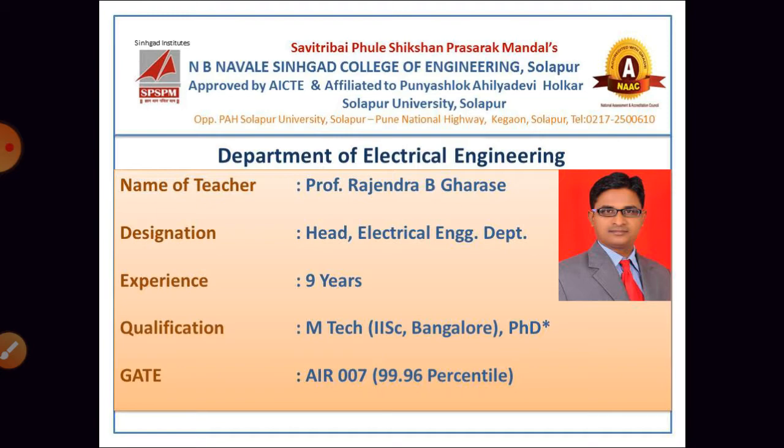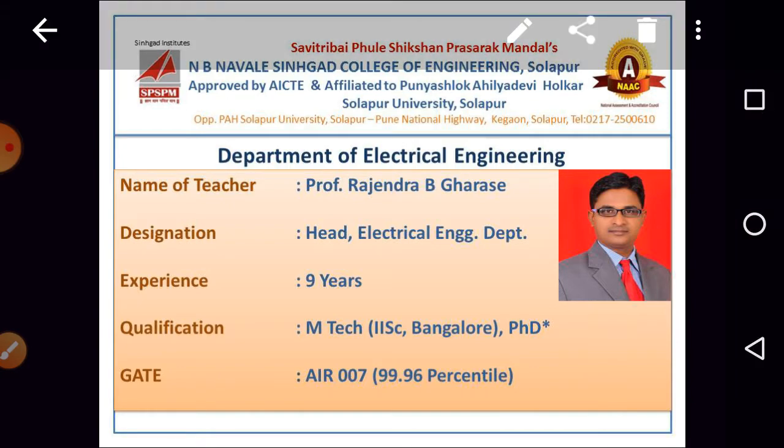In my last video, we discussed the 3-phase inverter in 180 degree conduction mode. Today, we are going to discuss the 3-phase inverter in 120 degree conduction mode. The basic difference between 180 degree conduction mode and 120 degree conduction mode is that in 180 degree conduction mode each switch conducts for 180 degree, and in 120 degree conduction mode each switch conducts for 120 degree, right?